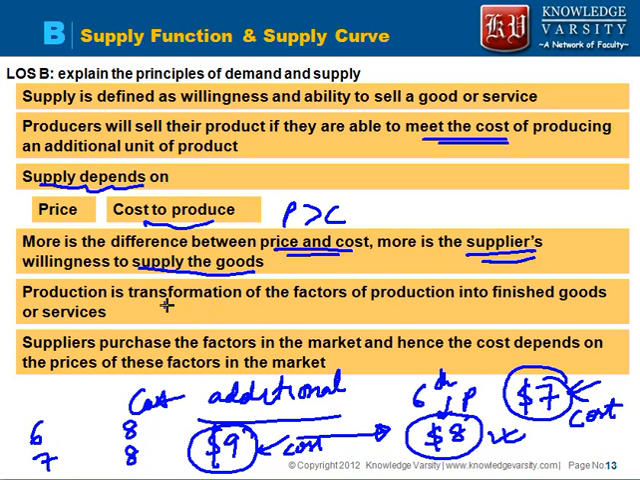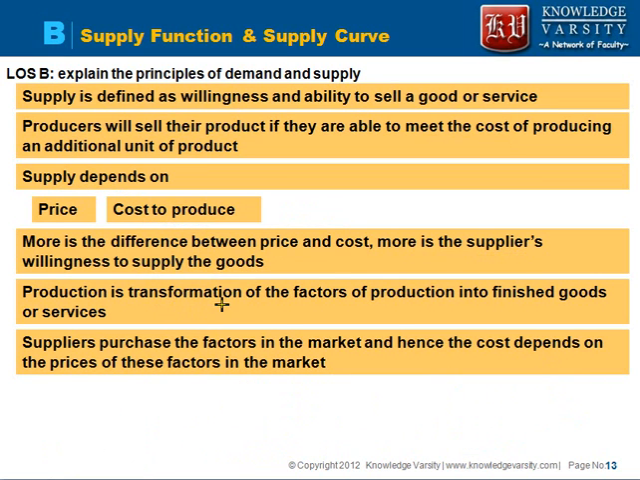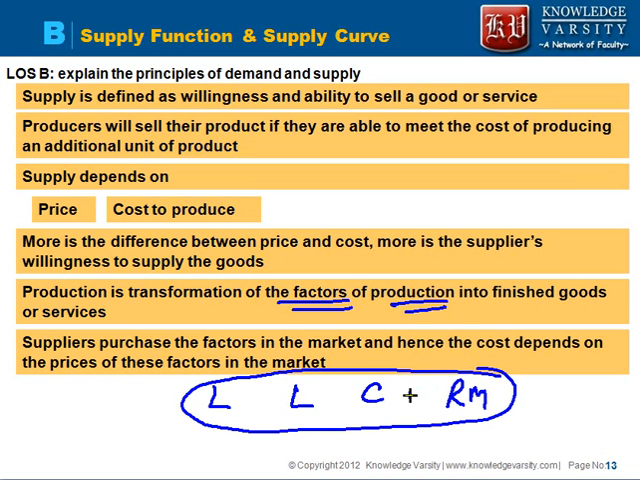Now we are talking about production. Production is a transformation of the factors of production. We have seen the factors of production: land, labor and capital, and also the raw materials. By combining all of these, transforming the raw material using the labor, equipment, etc., the producer is able to give you finished goods and services.